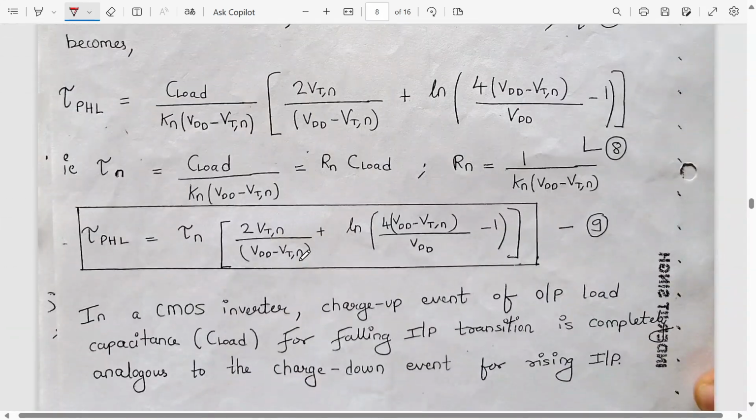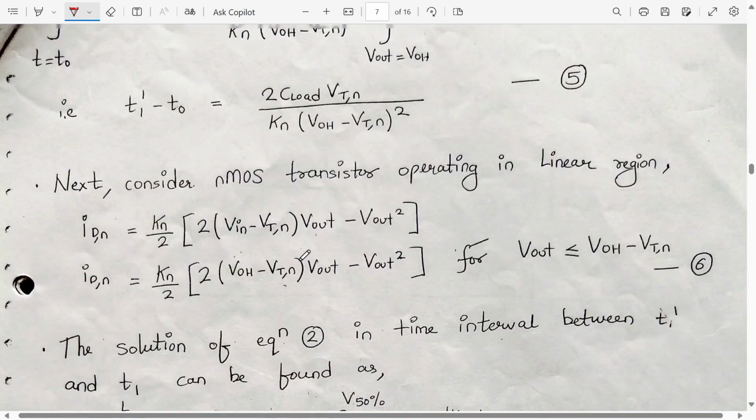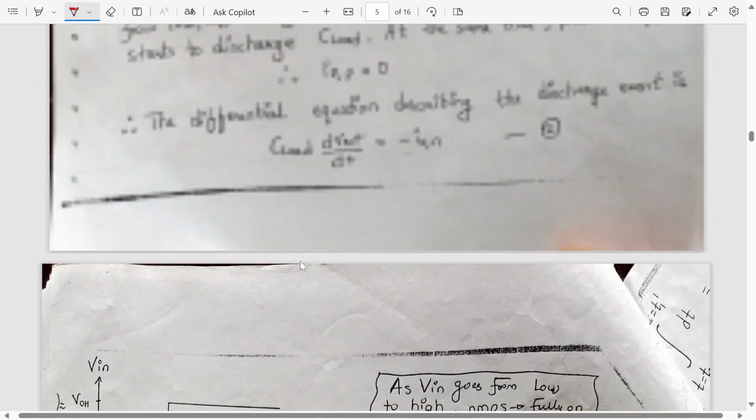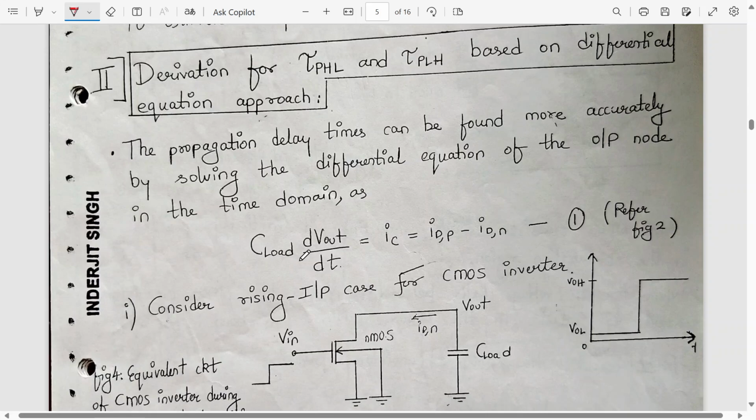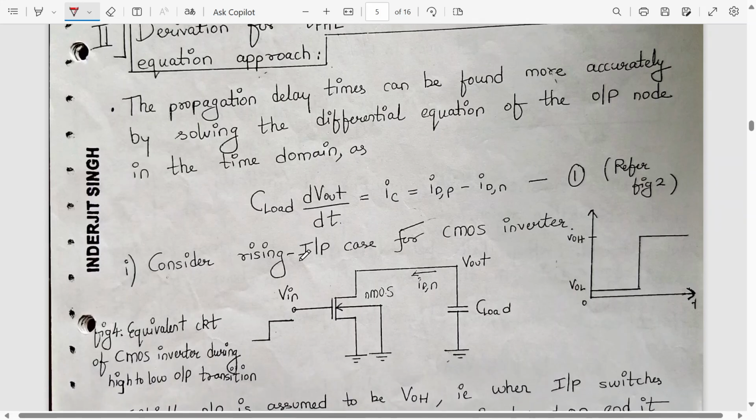Now let me go to the other technique. This is the exact approach. Here we will get the exact formula for tau pLH and tau pHL. This is what we use in the design of a CMOS inverter also. So give complete attention for 10 minutes and it will be completed. We already know the CMOS inverter, right?